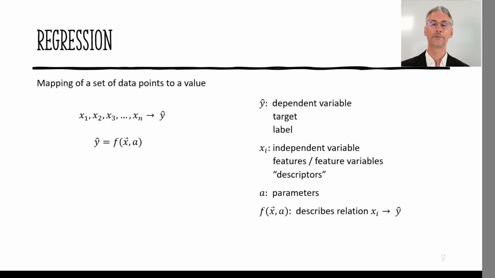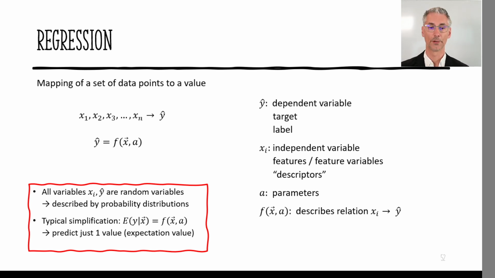The next topic we briefly touch upon is regression. Essentially, we map a set of data points to a value. So we have measured a number of points, x1 to xn, and map this to our predictor. Or it's a function, right? We have y hat, this is our predicted value, is some sort of function of our input depending on some parameters. Essentially, f describes the relation between our measured values and the predicted value.